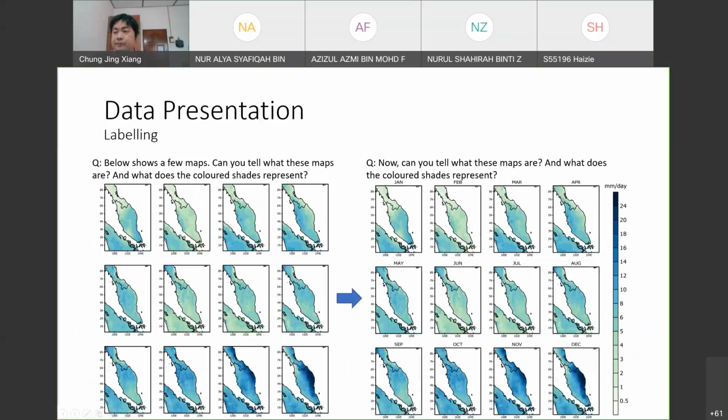Next, this is another example of the importance of labeling. Two same figures with maps. Obviously on the left is the figure without labeling, on the right is the one with labeling. Let's look at the left. When you first look at it, you have no labels. You don't know what is the meaning of the first panel, second panel, third panel. What are those? You don't know.